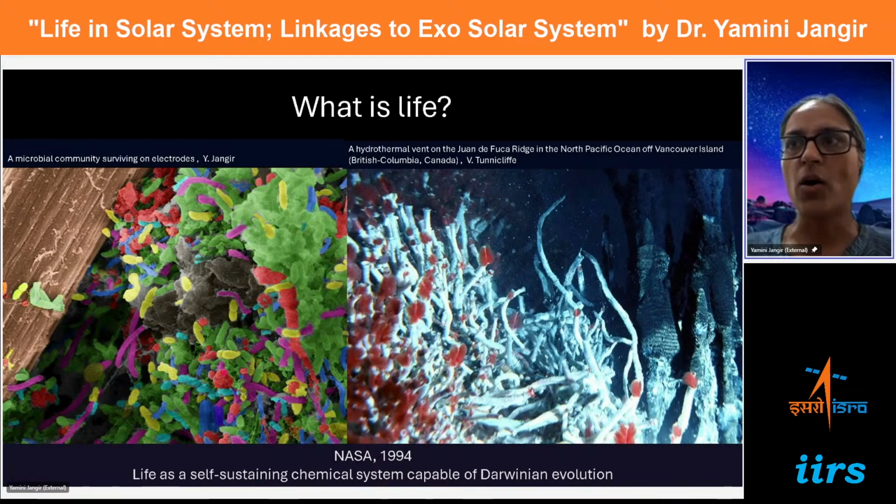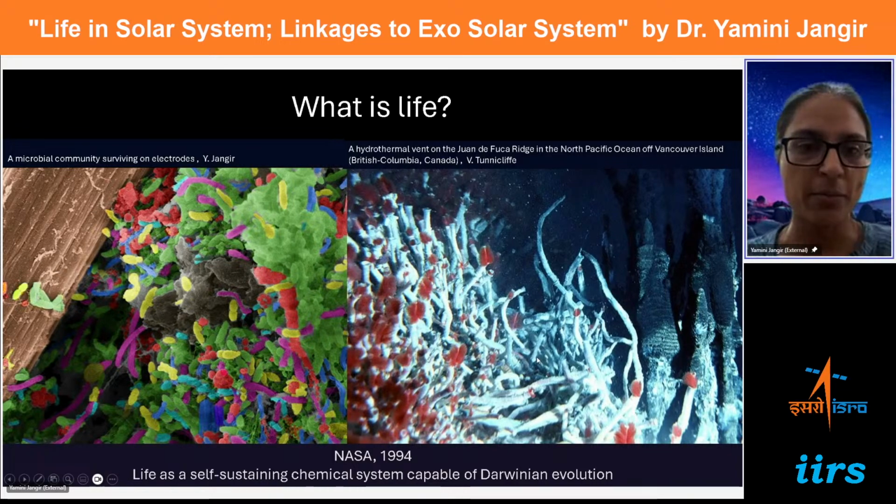So over here on the left, we can see that this is a microbial community. I have colored them falsely with pink, green, yellow, and they are actually surviving on these electrodes. Electrodes are nothing but carbon, which is poised at a certain potential value, which can mimic the environment's reducing potential. So whatever the environment might look like, we can actually mimic that on the electrode.